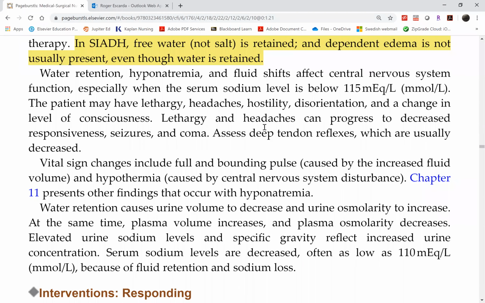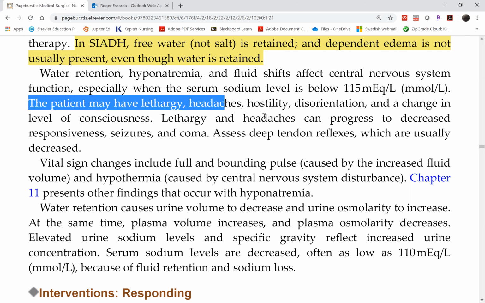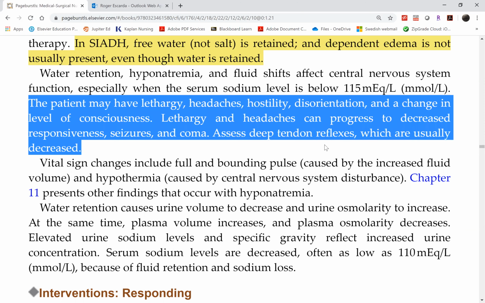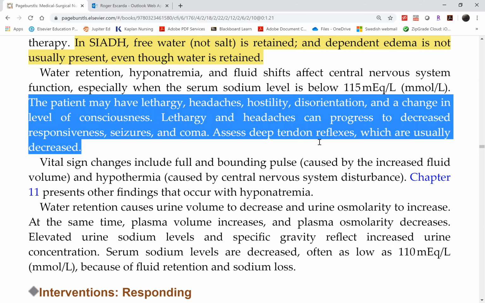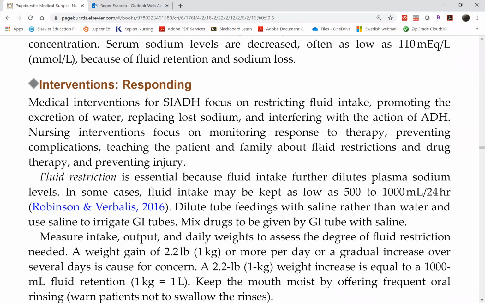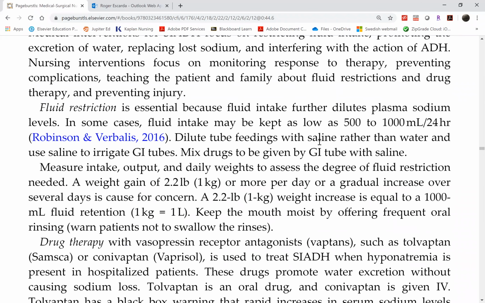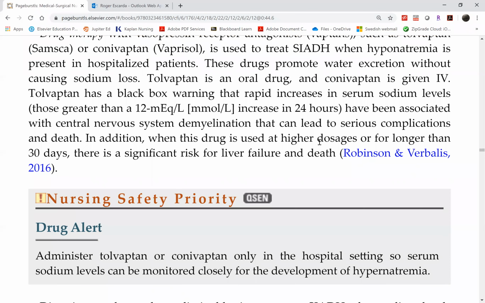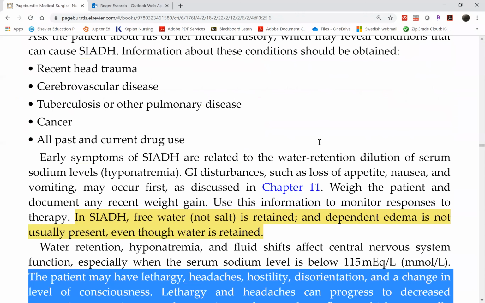Now for this exam, I will not go to chapter 11 as far as testing you on the signs and symptoms of hyponatremia because it is quite severe in SIADH. The sodium level here can go as low as 115 or even less. So for the exam, I will only use the signs and symptoms listed in chapter 62. There is no chart for the signs and symptoms, so you are limited to what's on the paragraph.